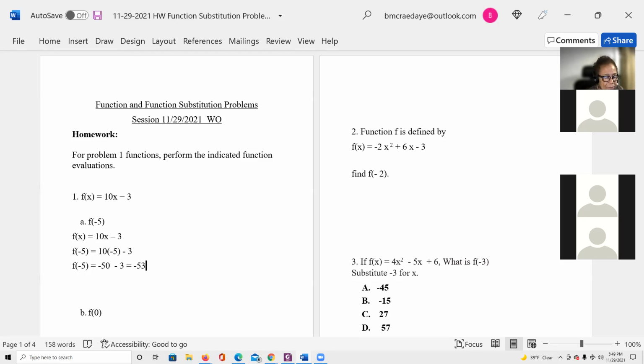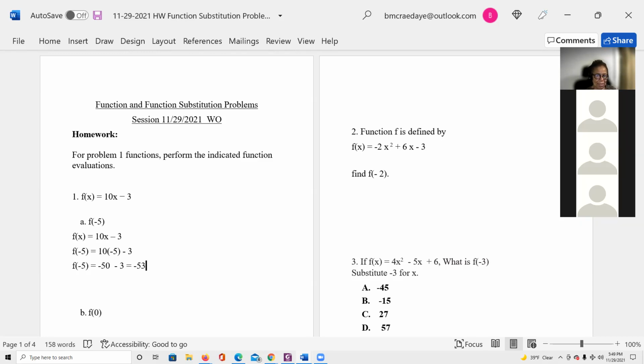Got it? Okay. So any questions on number 1A? f of x equals 10x minus 3. Wherever you see an x, substitute a negative 5. So f of a negative 5 is 10 times the value of x, which is a negative 5, minus 3. Minus 50, minus 3, minus 53. That's your answer: negative 53.